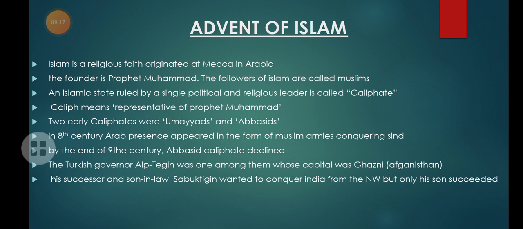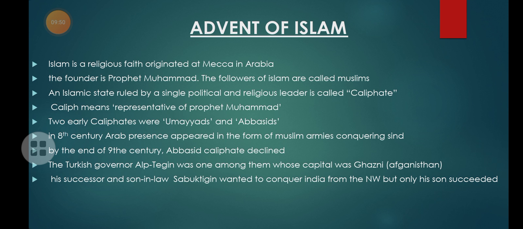Now we move into another new topic, Advent of Islam. Advent means what? Arrival, coming. So here we are going to study how the Islamic rulers made their arrival possible into India. So, what is Islam? It is a religion. Islam is a religion which started in a place called Mecca, in today's Arabia. And the founder of Islam is Prophet Muhammad.